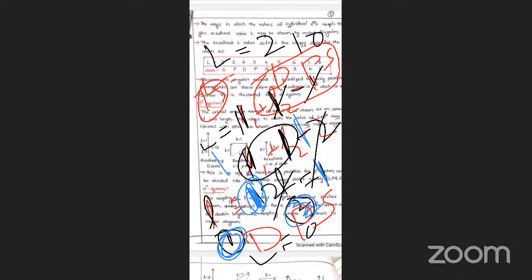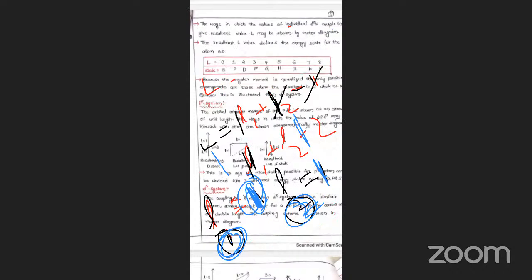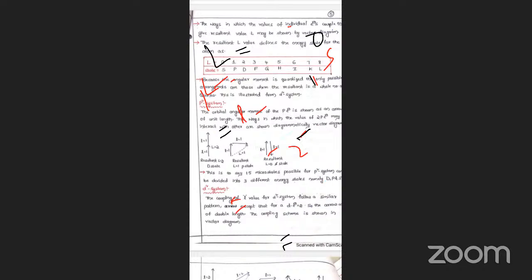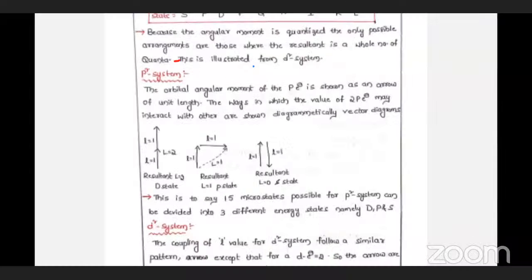That is also similar. We can observe some configurations there, and that can be explained. We can explain the orbital angular momentum vectorially, that means diagrammatically. How to explain that vectorially? That is also there. So this is the orbital sphere. This is the nucleus.